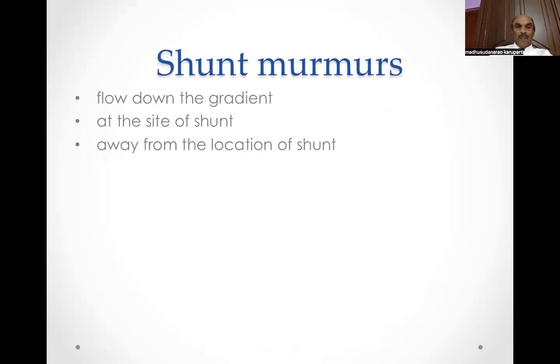Coming to the shunt murmurs, they are murmurs generated due to flow down a gradient. They are heard at the site of the shunt or away from the location of the shunt.